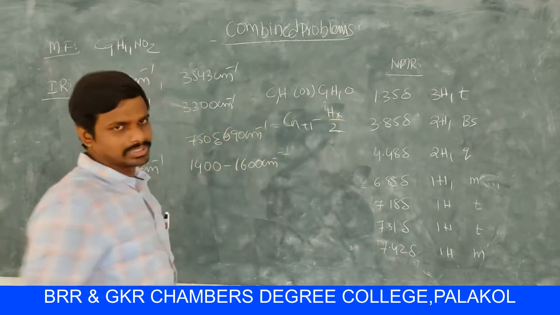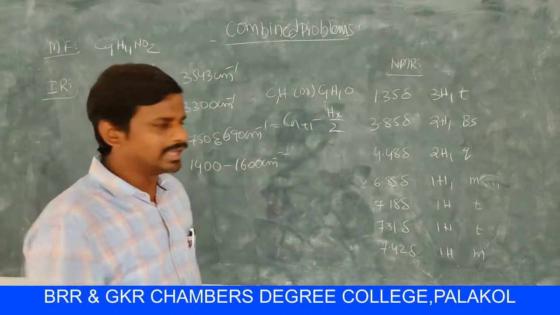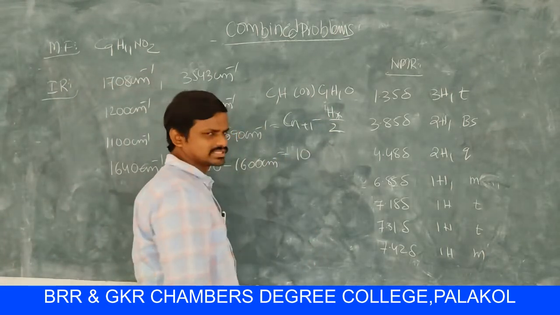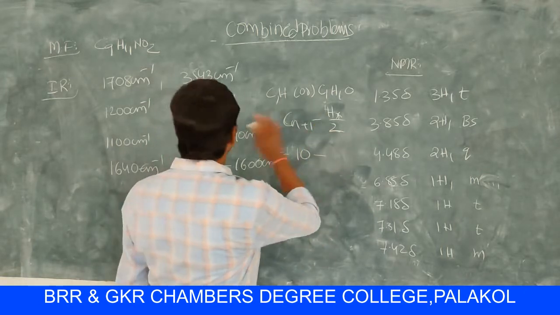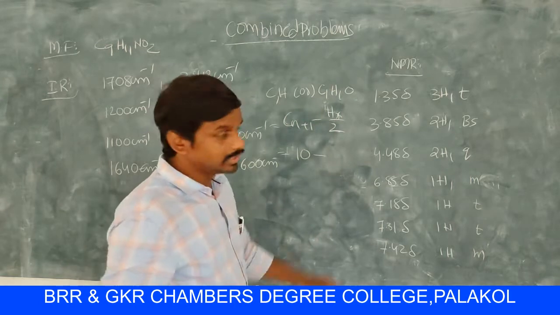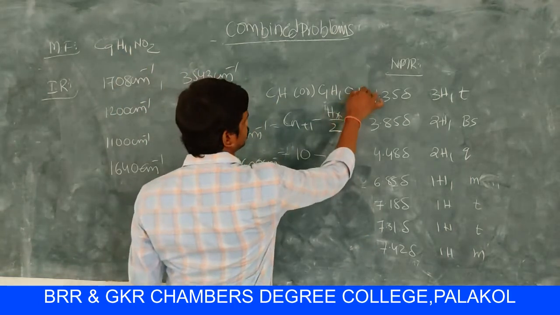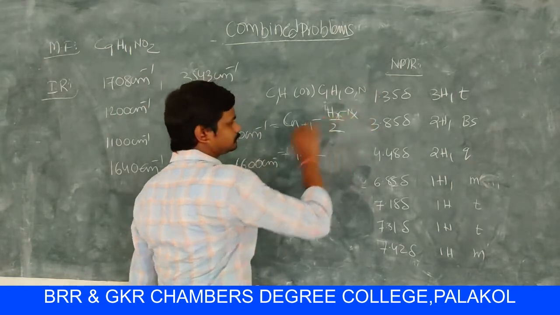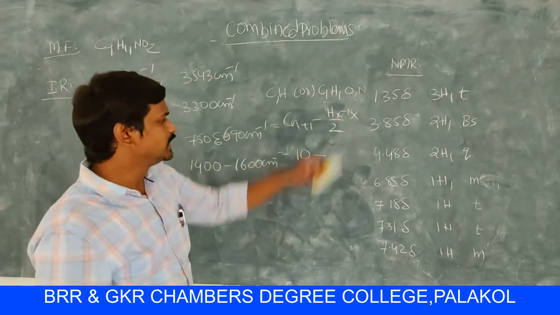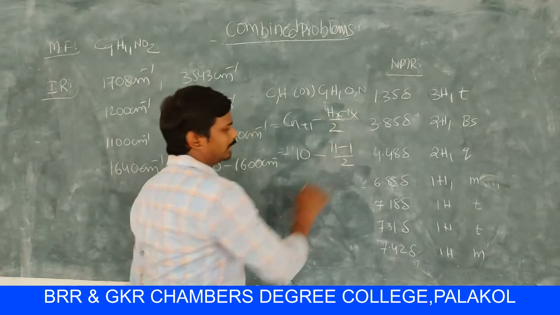So now I substitute the number of carbons. Here the number of carbons in the molecular formula is 9. So Cn plus 1 means 10, minus the number of hydrogens in our molecular formula, which is 11. Here the molecular formula contains 1 nitrogen and oxygen, so we have to take the nitrogen atom: Hx minus Nx by 2, 11 minus 1 by 2.